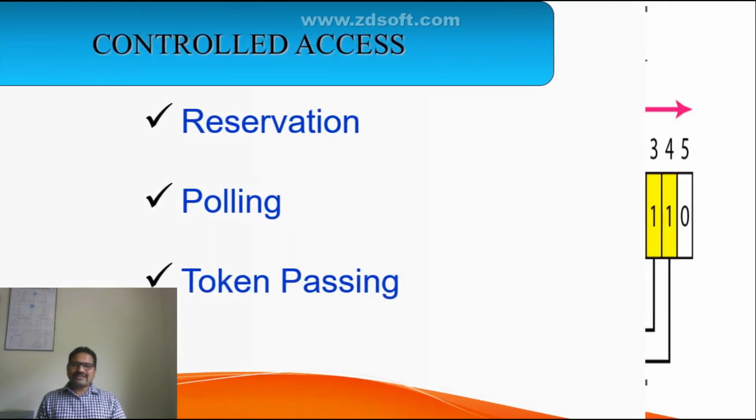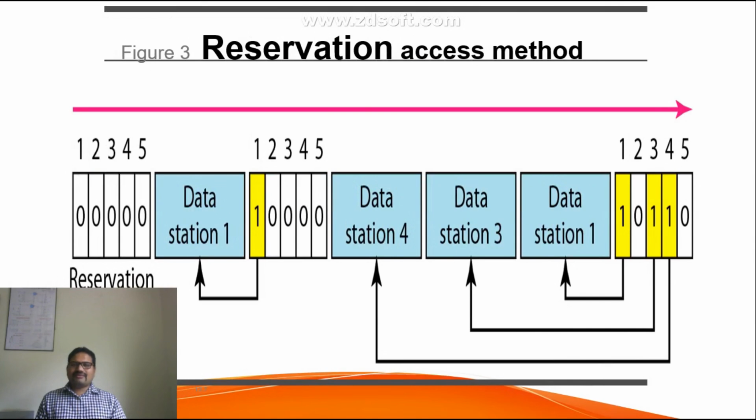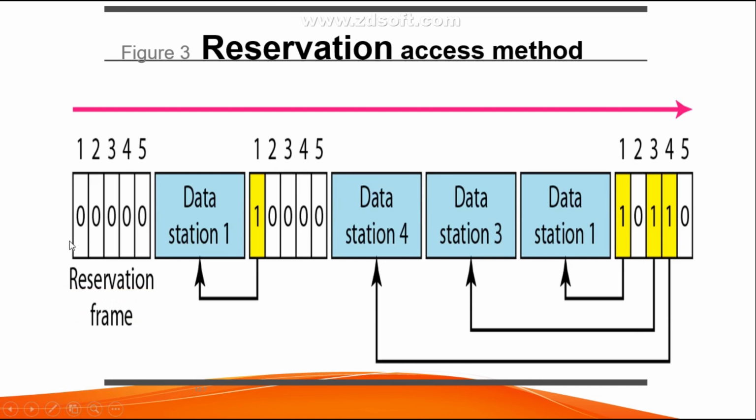So now we are going to see each method one by one, starting with the reservation method. As you can see on the screen, in the reservation method, a station needs to make a reservation before sending the data. The time is divided into intervals, and in each interval, a reservation frame precedes the data frame sent in that interval. This is called a reservation frame.